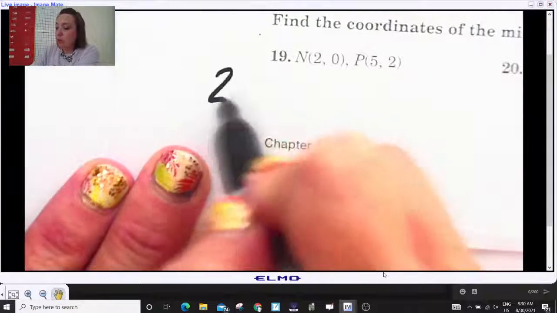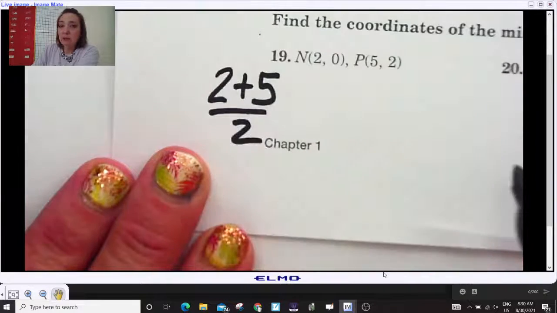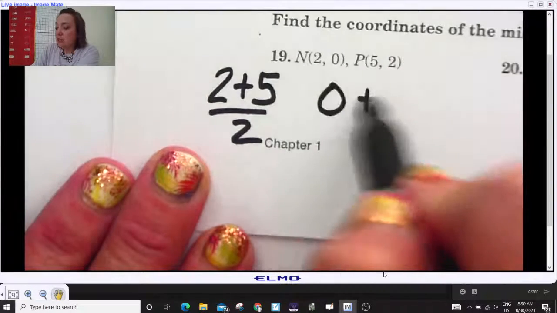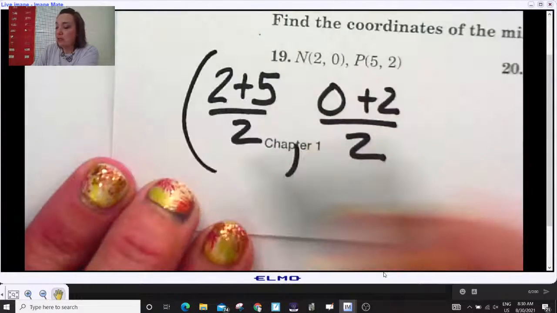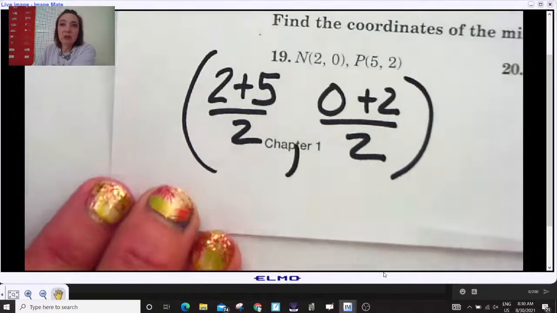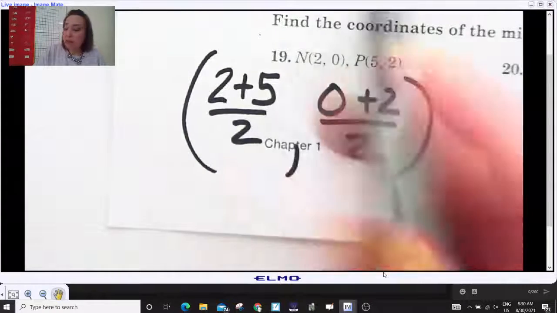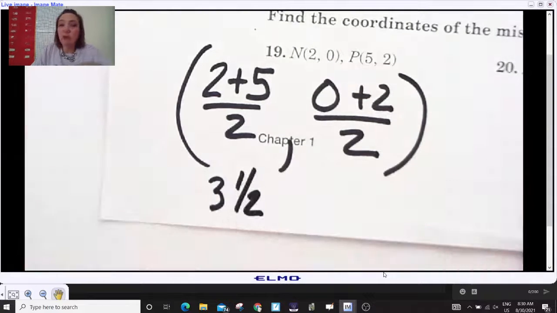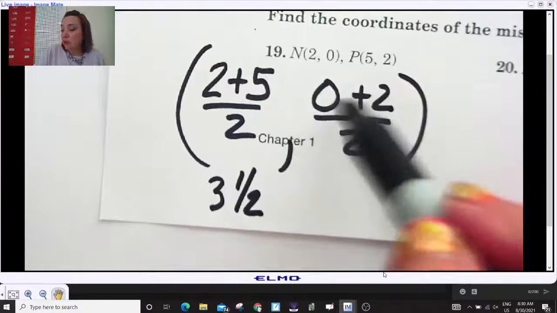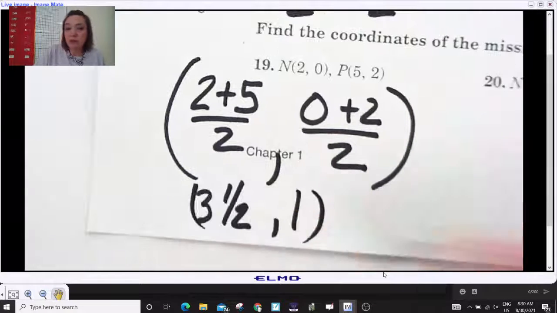So we add 2 plus 5, because those are our x values, and divide by 2. And then we add 0 plus 2 and divide by 2 for our y values. And remember, that's why it looks weird, because we're making a point. So 2 plus 5 is 7, divided by 2 is 3.5, or I'm going to write it as a fraction, 3 and 1/2. We can write it either way. And then 0 plus 2 is 2 divided by 2 gives us 1, and that's our answer.